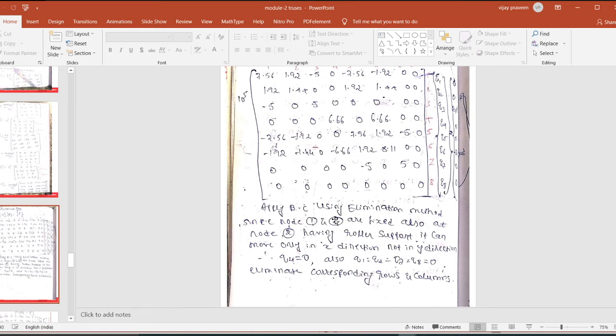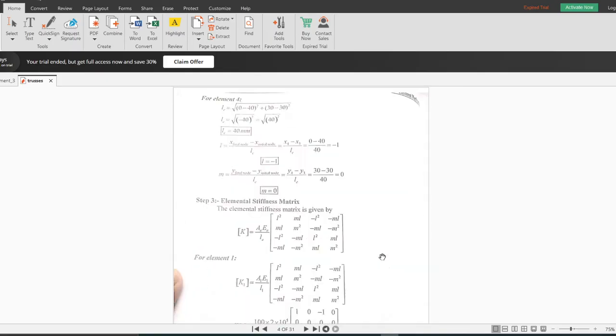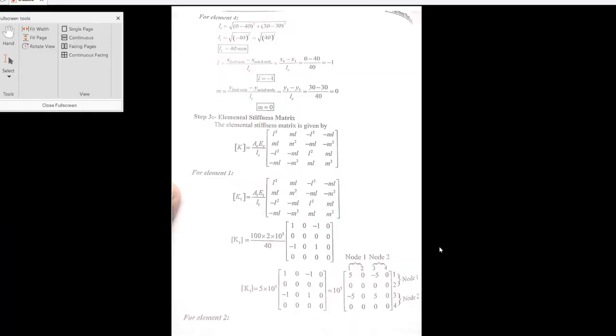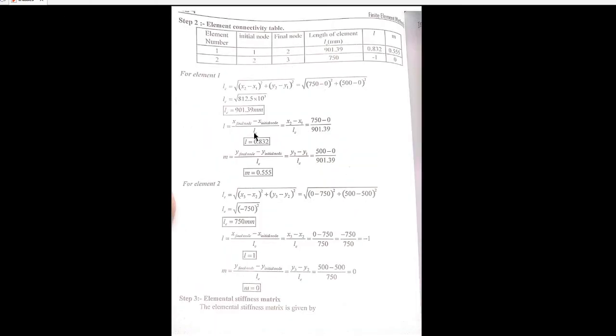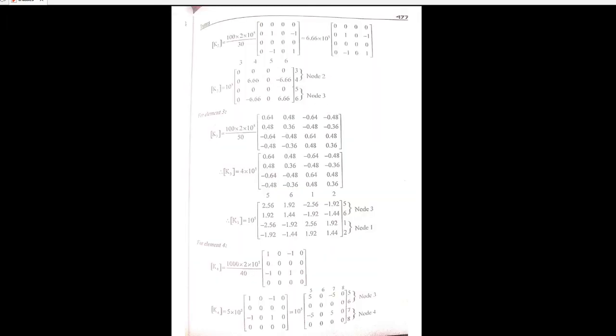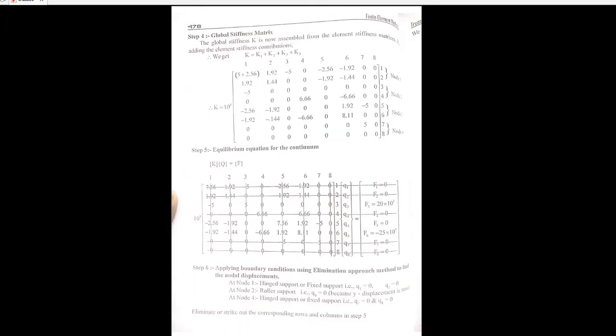Therefore, Q4 equal to 0. For Q4 equal to 0, eliminate the corresponding rows and columns.